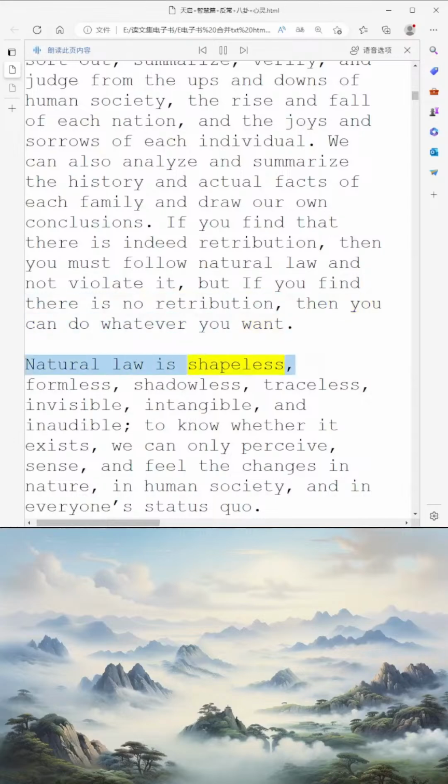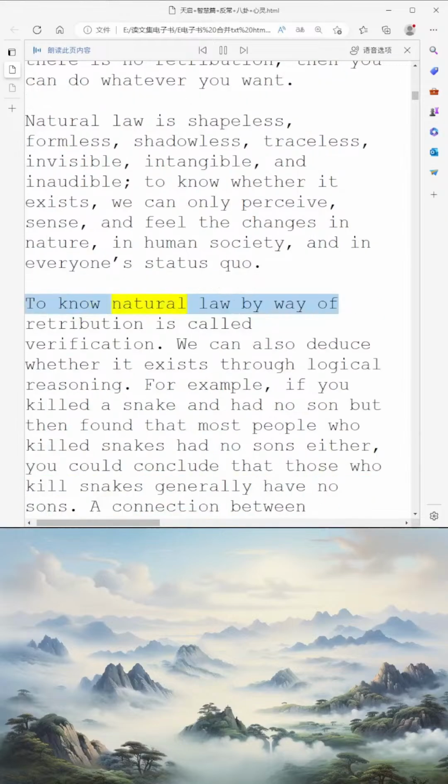Natural law is shapeless, formless, shadowless, traceless, invisible, intangible, and inaudible. To know whether it exists, we can only perceive, sense, and feel the changes in nature, in human society, and in everyone's status quo. To know natural law by way of retribution is called verification. We can also deduce whether it exists through logical reasoning.